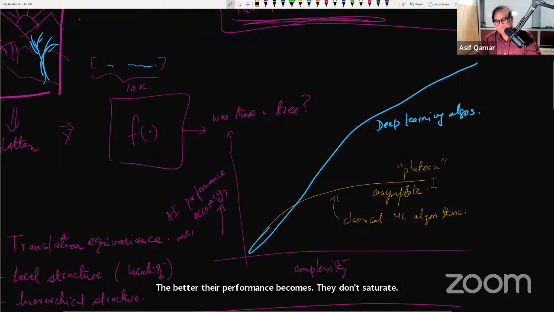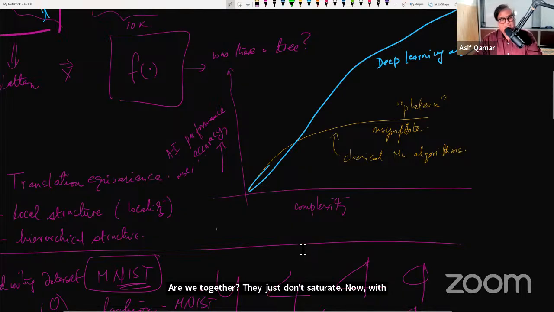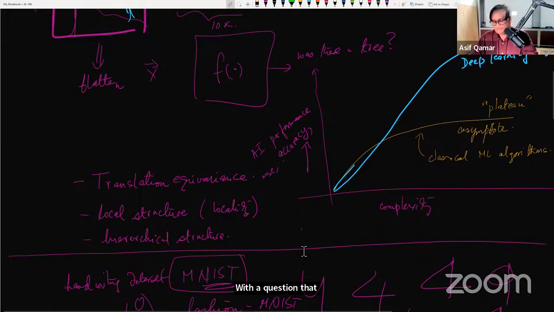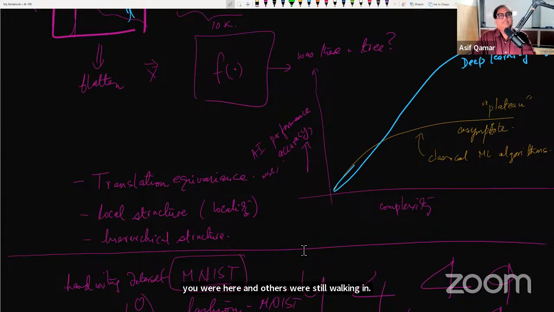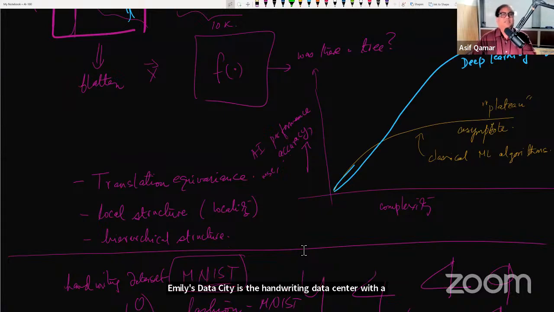They just don't saturate. Now, with that being said, I would like to start today's discussion with a question that Sushinda asked while some of you were here and others were still walking in. Let's look at the MNIST dataset. The MNIST dataset is the handwriting dataset for vector recognition of digits 0 to 9. There are 50,000 samples for training and 10,000 samples that you can use for test, something like that. These are 28 by 28 pixel images, black and white, as simple as it gets.